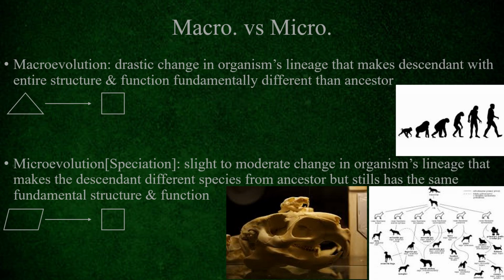Final terms we'll look at before we get into the two sides specifically, and that is macroevolution and microevolution. Macroevolution is drastic change in an organism's lineage that creates a descendant with an entire structure and function fundamentally different from the ancestor. So you have an ancestor that's one kind, and through changes, drastic ones, in the lineage, you can get a descendant that's a different kind. Like going from a monkey, having drastic changes down through the lineage, and then getting an ape, and then so on, getting a human.